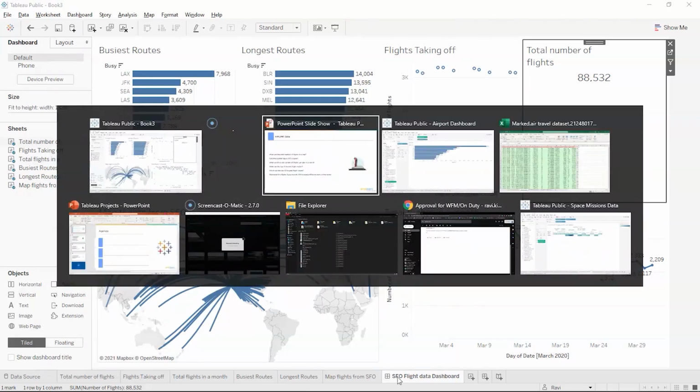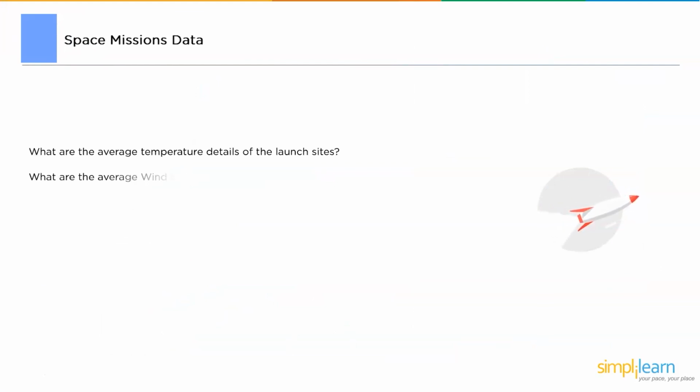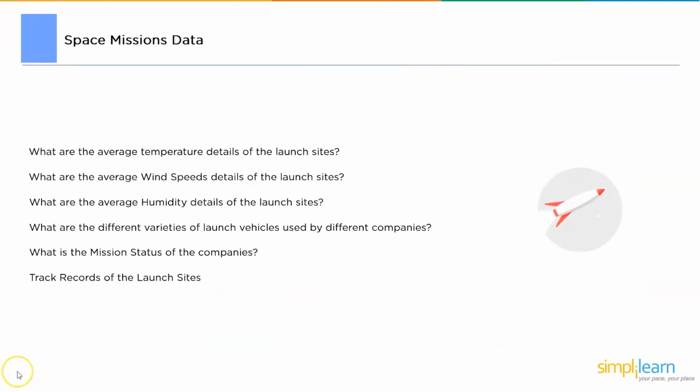Now let's get back to our presentation and check the last project, which happens to be the space missions dataset. So now we are in the third project, which is based on the space missions dataset. Using this particular dataset, we're going to get some insights based on the queries on my screen right now. We're going to find out the average temperature details of the launch sites, the average wind speed details of the launch sites, and the average humidity details of the launch sites. We need all these before launching a satellite or a rocket into space. Everything needs to be in ideal condition.